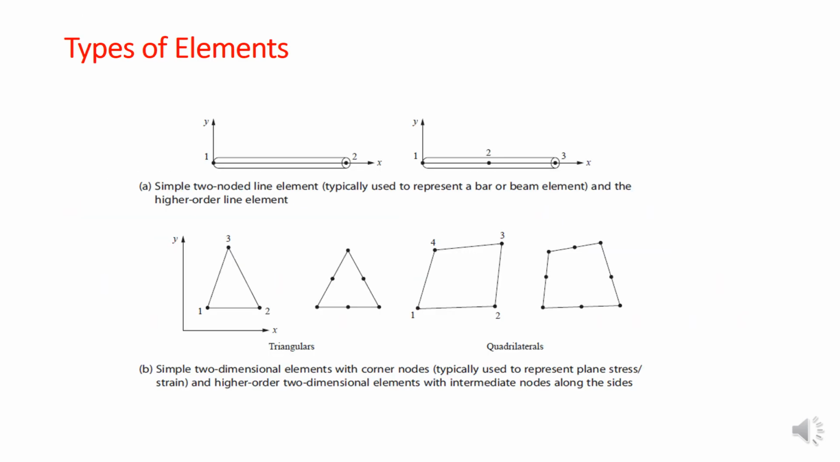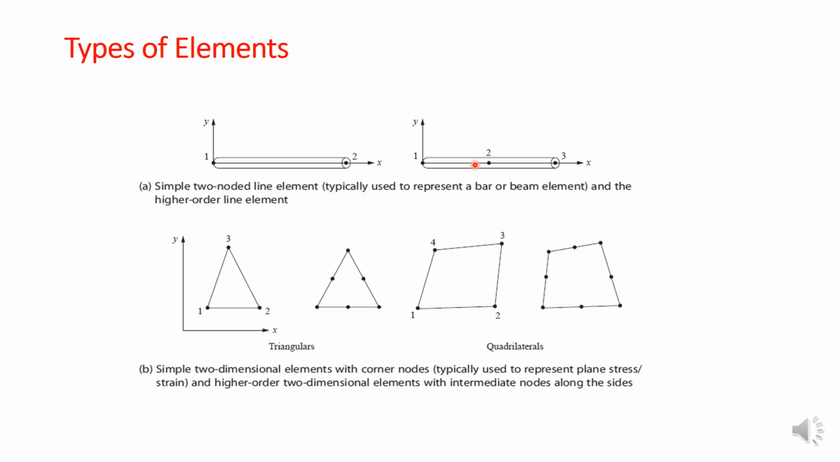We know that once we discretize the complex geometry into a finite number of elements, we have to choose the appropriate element for that. We have a number of elements, and right now I'm listing only some of the important or commonly used types. The first of them is the one-dimensional line element. Basically, the bar element and beam element are considered to be one-dimensional elements. These elements are commonly used for modeling trusses and frame structures.